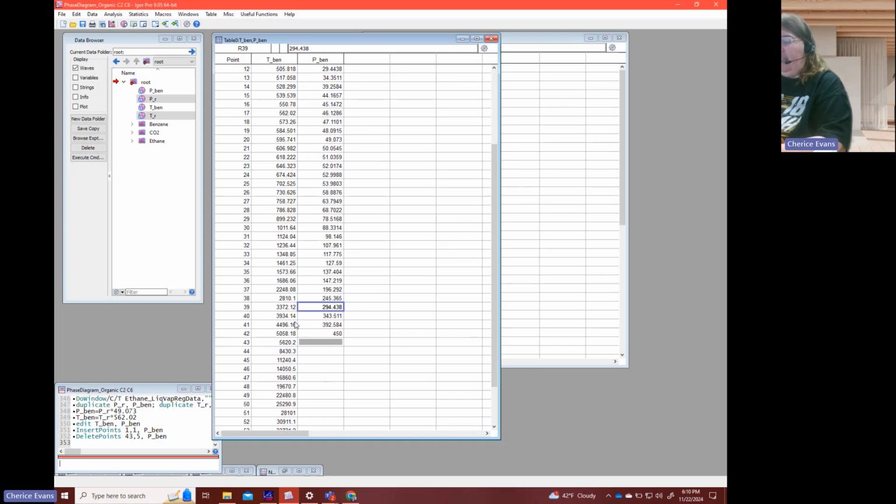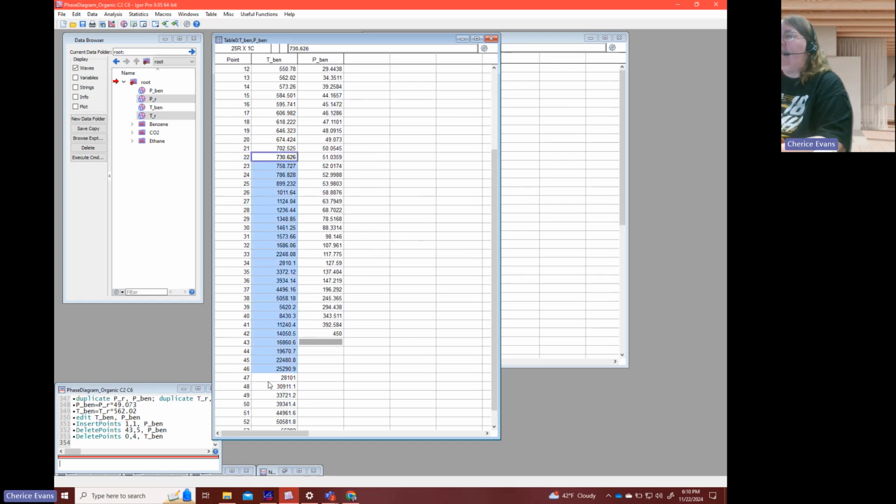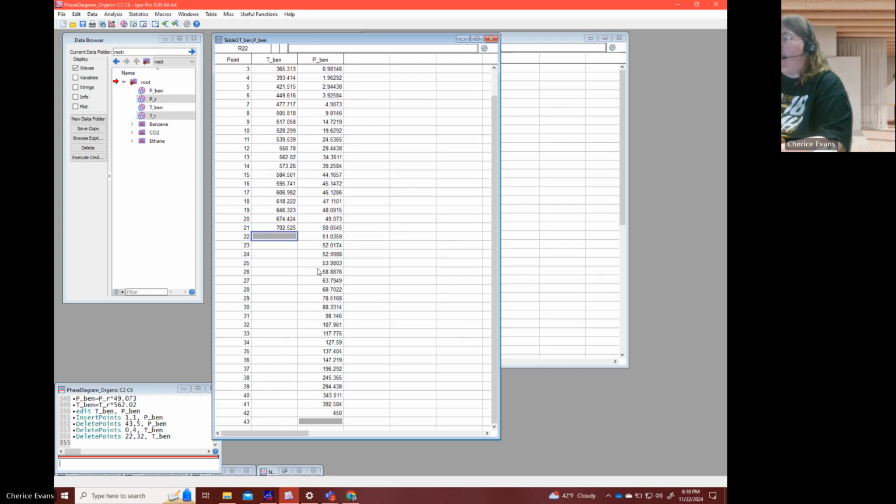Okay. The minimum temperature for benzene is 278.67. So these we don't need. And 281 is really close to 278, so I'll just make that 278.67. I will leave the rest of these where they are. The highest temperature that benzene can run is 725. So that means all of those are out. And my highest temperature is 725.